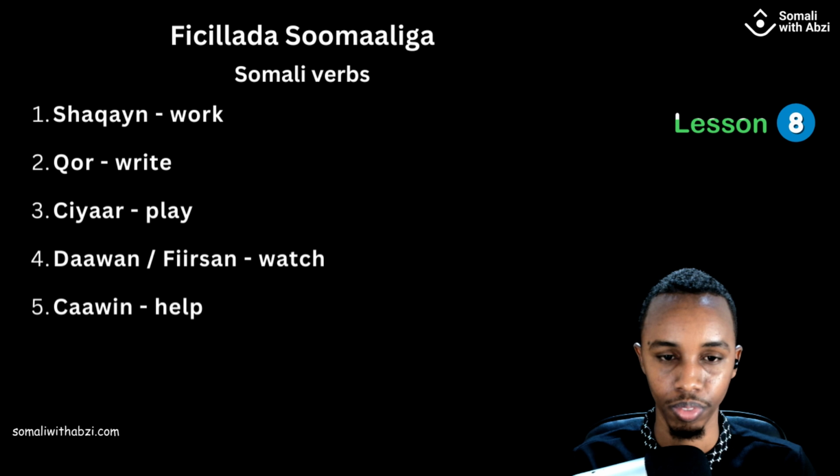So now we're learning the verbs we're going to use in the present progressive or present continuous. The first one is shaqayn. Shaqayn is to work. The second is qor. Qor is to write. The third one is cayaar. Cayaar is to play. Also, it means football match or something with sports.